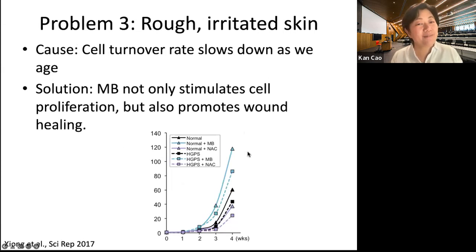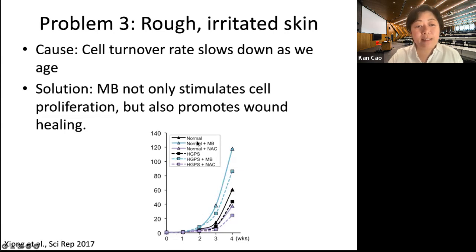And the third problem I see with aged skin is rough and irritable skin. This usually is caused by the skin turnover rate slowing down as we age. And what we have found in our solution is methylene blue can help skin proliferation. So here, again, the blue lines are the methylene blue treated cells. The solid line is normal, and the dashed line is progeria.